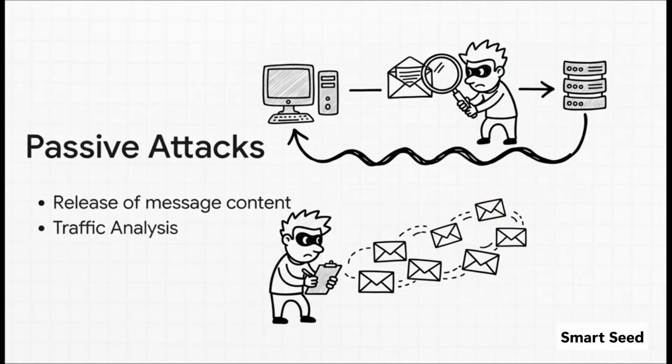So a passive attacker might just read your message. Simple enough. But the other one, traffic analysis, that's way more subtle. See, even if your messages are scrambled and unreadable, an attacker can still see who you're talking to and when and how often. They might not know what you said, but they can see you called a doctor, then a specialist, then your insurance company. That pattern alone tells a powerful story.